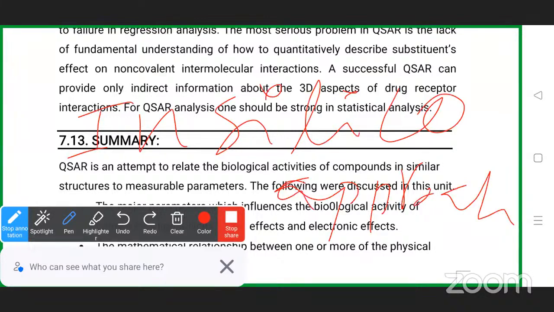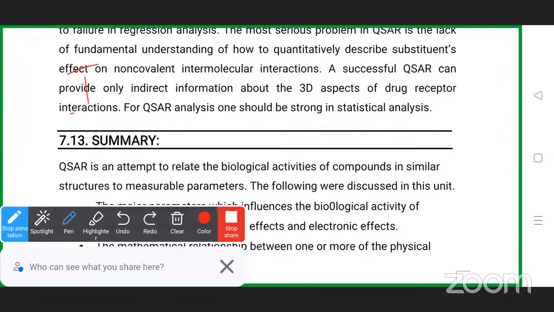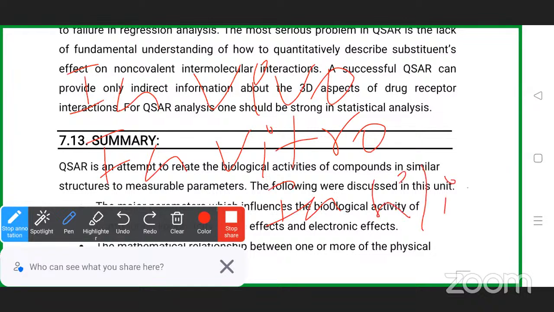So we have three types: in vivo, in vitro, and in silico. What is in vivo generally? The method or the synthesis is done in the living organism. That is called in vivo analysis or in vivo synthesis.